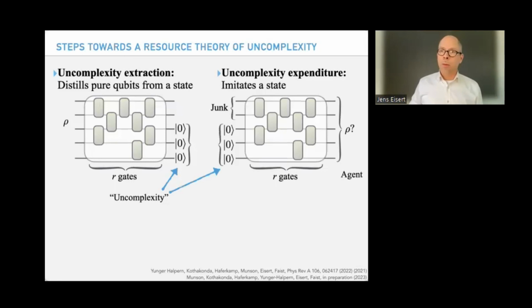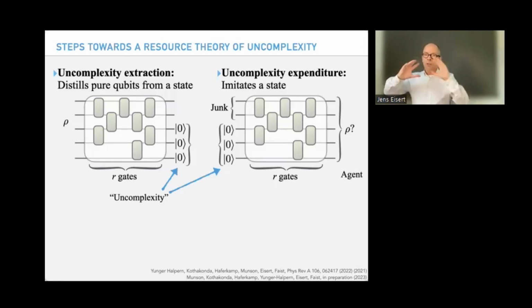And the converse task would be uncomplexity expenditure, where you have a number of zeros given and some junk, and you want to prepare a state that looks indistinguishable to another agent from the desired state rho, given a circuit, again, that is restricted to have R gates. For people with a background in entanglement theory, these are entirely analogous to the distillable entanglement and the entanglement cost or entanglement of formation as the two endpoints of meaningful protocols in entanglement manipulation. Here, they're the endpoints in meaningful uncomplexity manipulation, if you want.